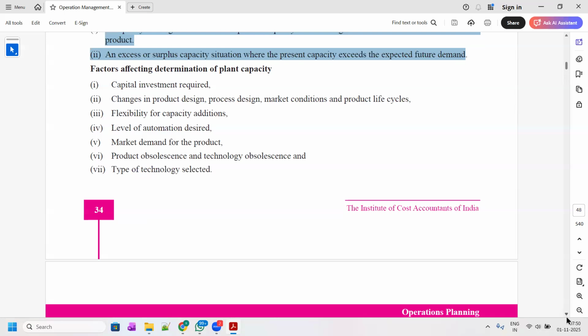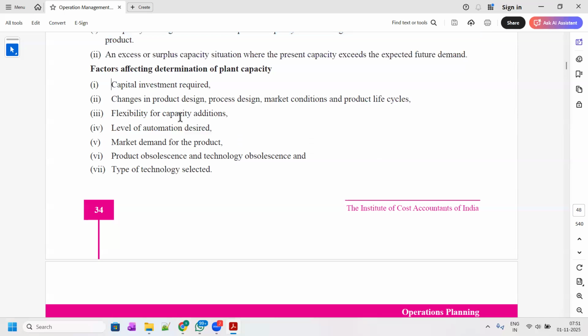Then we can talk about the level of automation or technology required to make sure that we have the appropriate capacity and facility. Then the demand, the market demand for the product. Then the risk of a product or technology becoming outdated. Then the type of technology you are considering. I think these are all very basic factors.